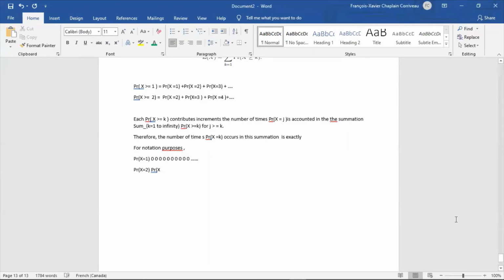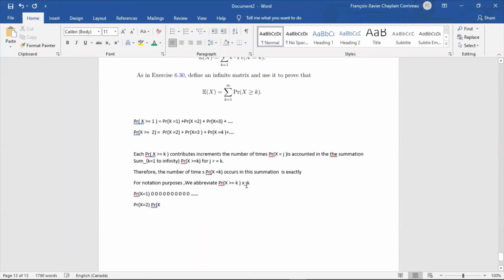So for notation purposes, we abbreviate the probability that X is greater or equal to k to just x_k. I don't even need a capital X. I could just write it like this. So the summation that I'm looking at is the sum of these small x_k's. So just to make it clearer, instead of writing the probability that X is equal to 2, now I can just write x_2.